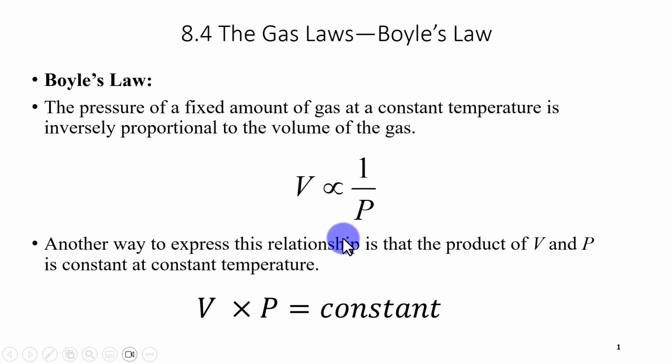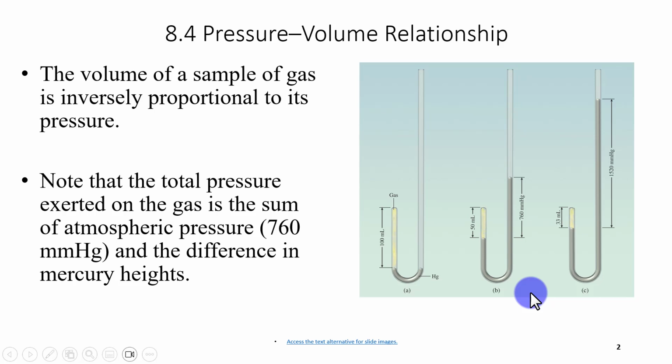Now, if I want to express this a little easier, I can express Boyle's law in terms of the product of the volume and the pressure. So the product of volume times pressure is constant. If I'm multiplying two numbers, but that product is not changing, if I decrease this, it's going to increase that to make up for the decrease and keep this number constant. The volume, as we said, is inversely proportional to its pressure.